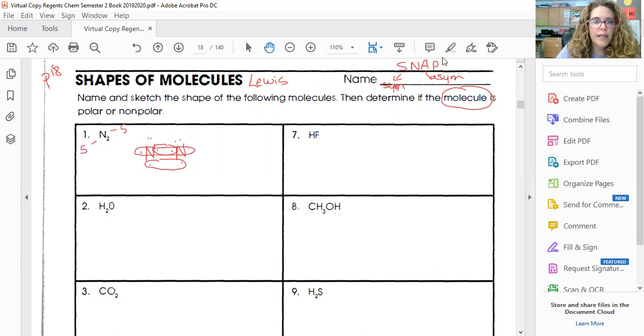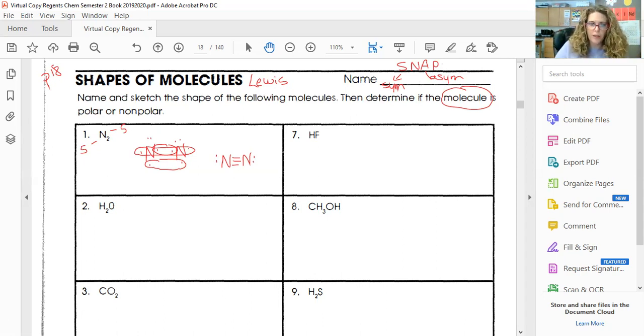So now what I ended up doing is I still have my 2 nitrogens. I made 1, 2, 3 circles. So I made 3 bonds, right? Each one of those lines represents a pair of shared electrons. And now I still have 2 lone pairs. I'm going to put those on the outside, right? Because we want to spread them as far away from each other as possible.